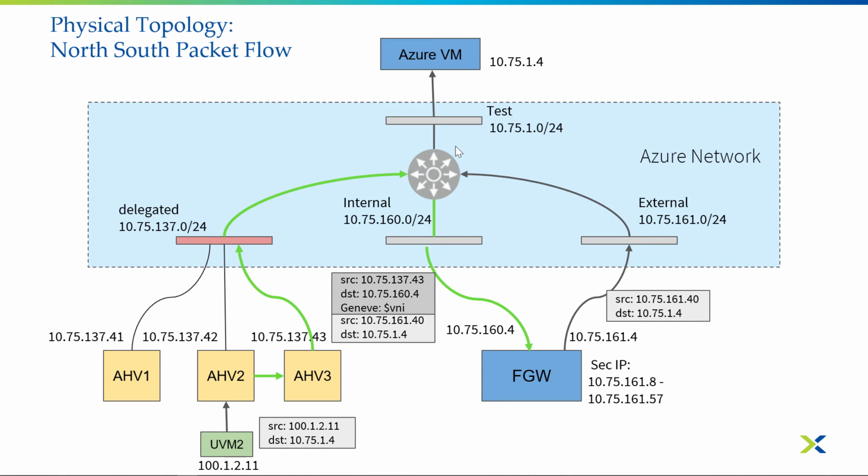And so likewise, the process is reversed. The traffic is going to come back down. It'll know about this 10.75.161.40, and so it'll send it back to the Flow Gateway VM, and then our process is picked up here, and then we'll redirect the traffic back. That's how we're doing north and south traffic flows inside of our Azure environment.